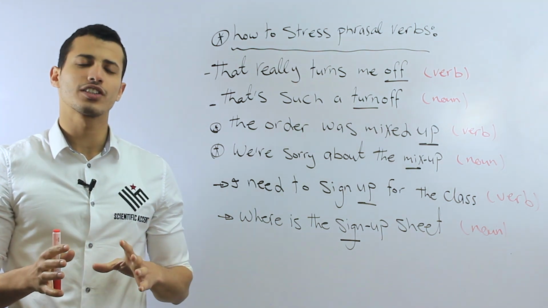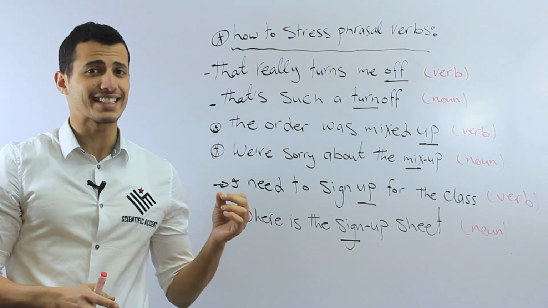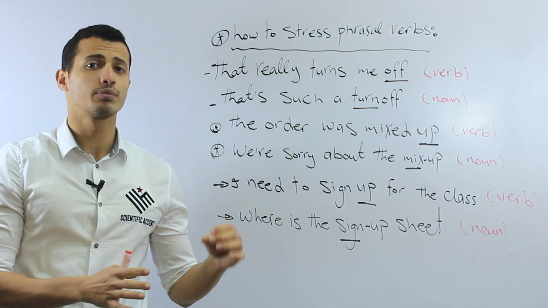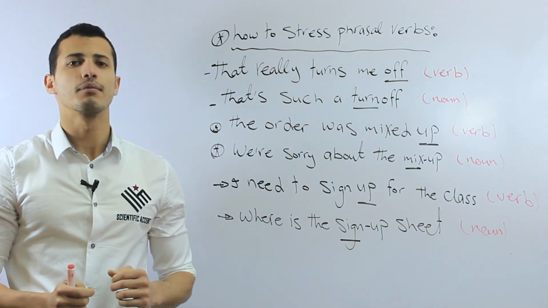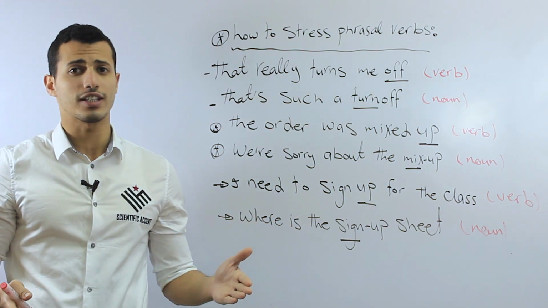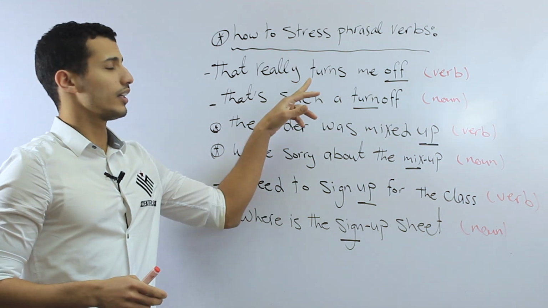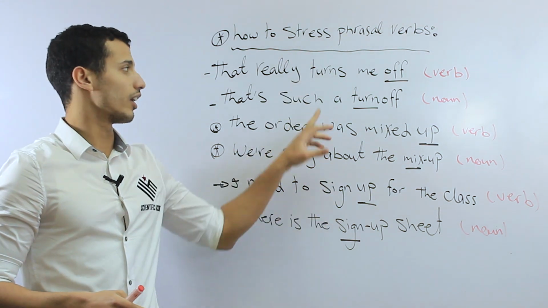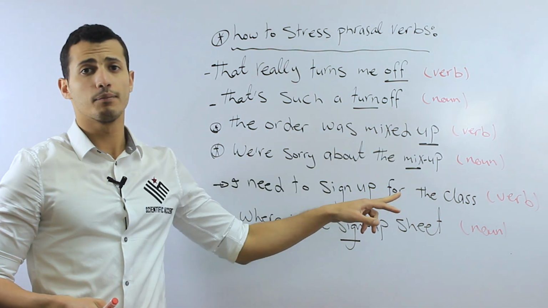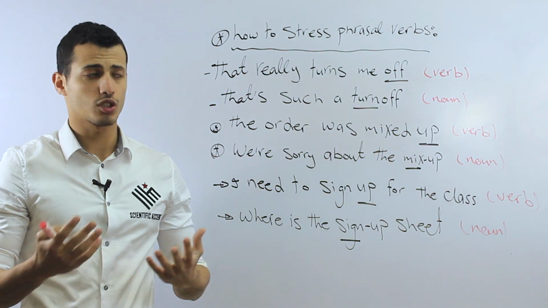So what are the rules of the stress that we have today? Well, if the phrasal verb functions as a noun, I'm going to stress the first syllable. If the phrasal verb functions as a verb, I'm going to stress the second syllable, which is the original rule for the stress. Nothing new today. So, for example, the phrasal verbs that we have today, like turn off and mix up and sign up. Also, like shut down and turn on and so on.